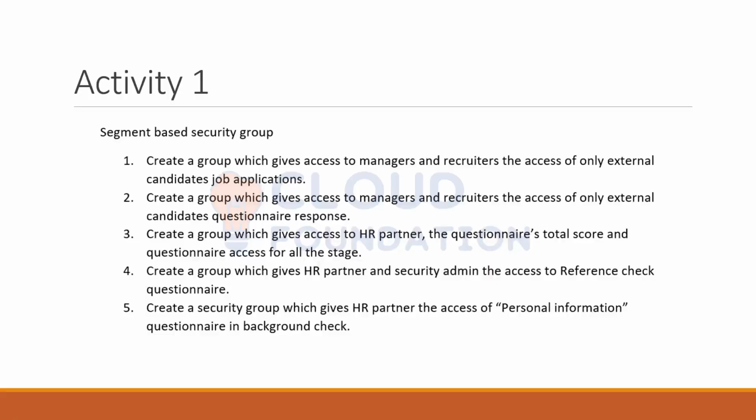Which domains should be updated after you create these security groups? Candidate data, questionnaires, and questionnaire total scores? I think for this we need to just go for questionnaire total scores. Exactly. Then create a group which gives HR partner access to the questionnaire total score and questionnaire access for all the stages. So over here, we have to add it in all the domains. Create a group which gives HR partner and security admin access to reference check questionnaire.